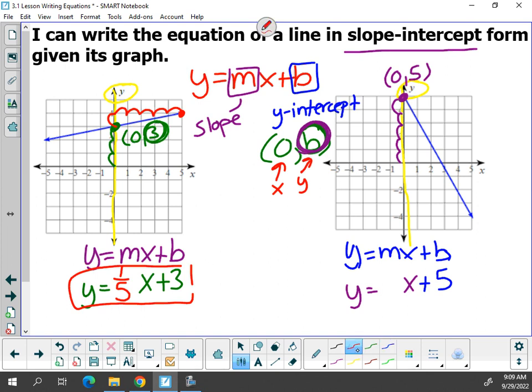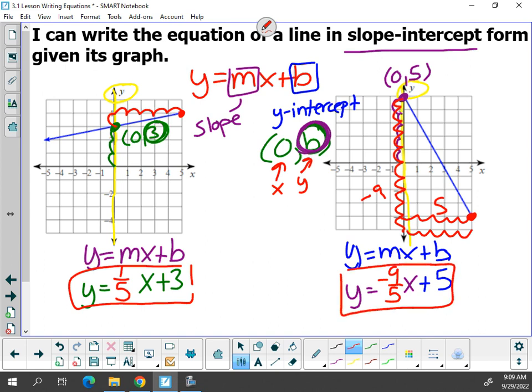And then we can go find another point that's on this line. I don't know, I'll say that one. And I can find the slope. I'm going down 1, 2, 3, 4, 5, 6, 7, 8, 9, 10. Down 10. Oops, not down 10, down 9. I went too far. To the right 5. Down is negative. There's my slope. There's the equation of my line.